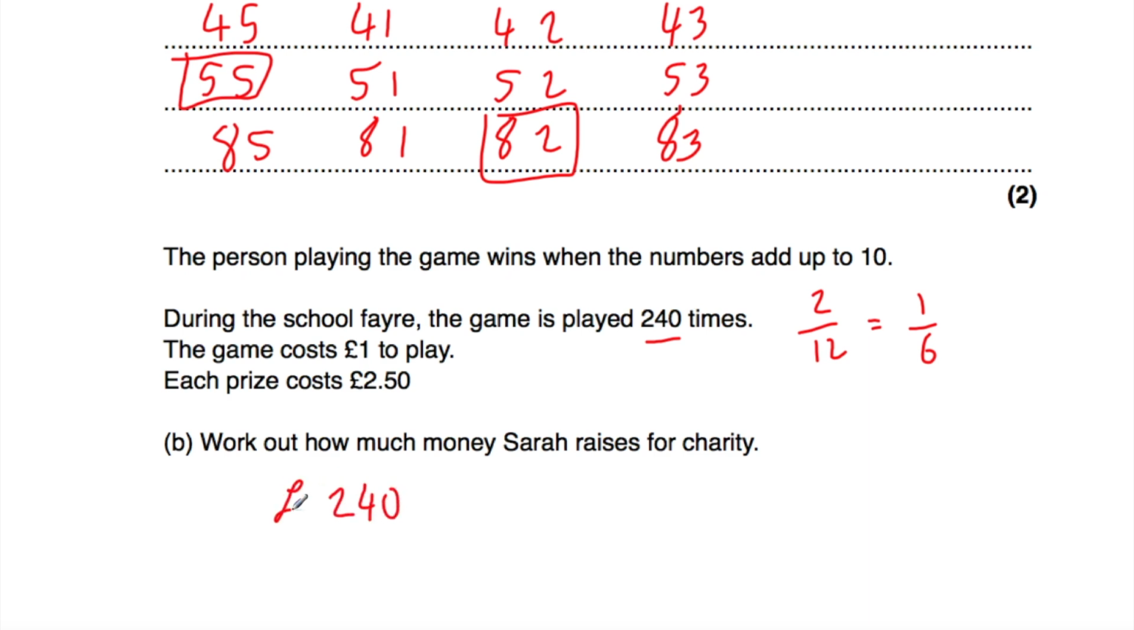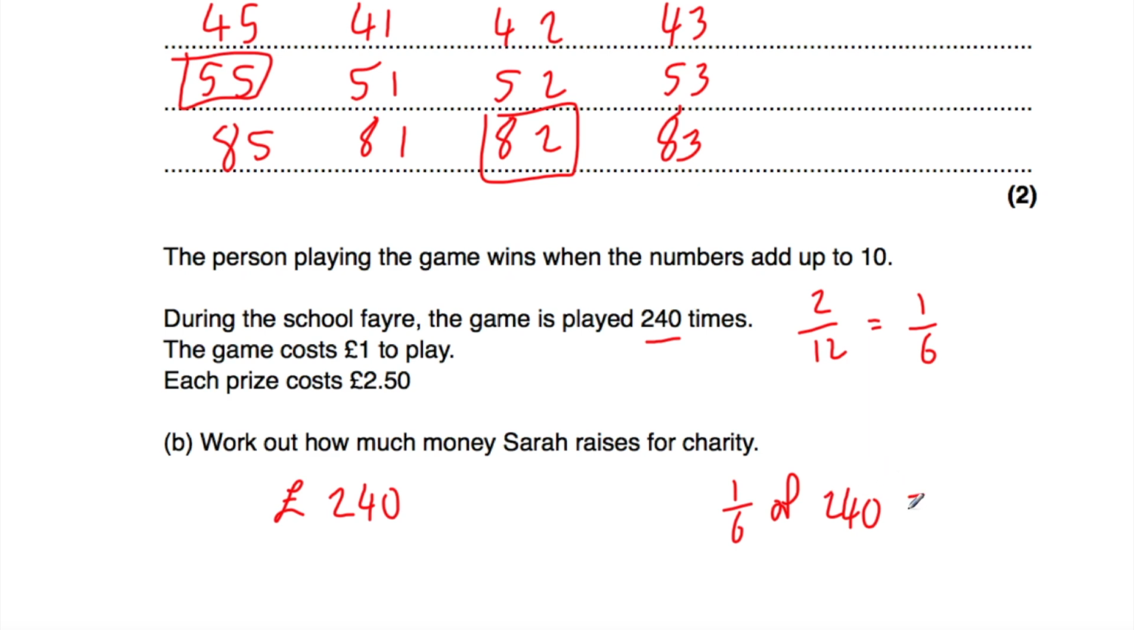That's how much money they take in to begin with. But we need to work out how much money is given out in prizes. So let's work out how many people should win. So if it's played 240 times, we need to work out a sixth of 240 because the probability of winning is a sixth. So if we do a sixth of 240, that'll tell us how many winners there should be.